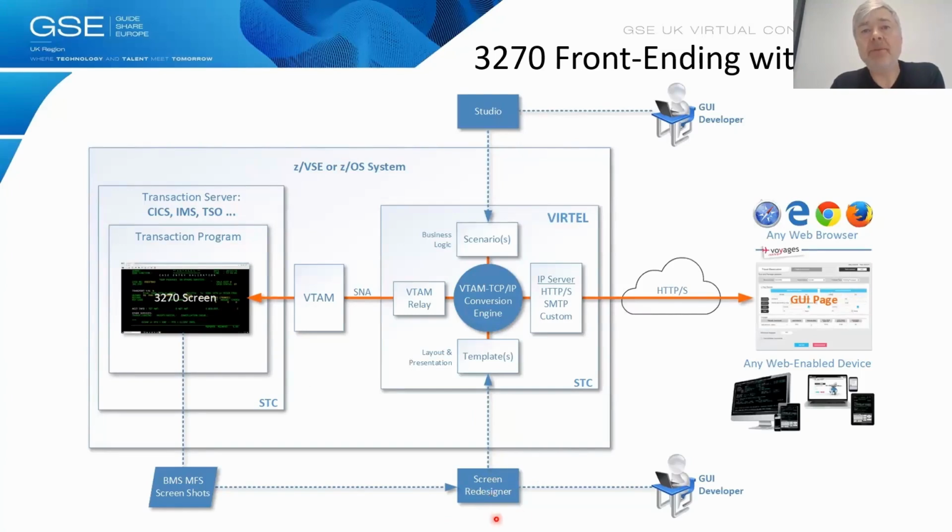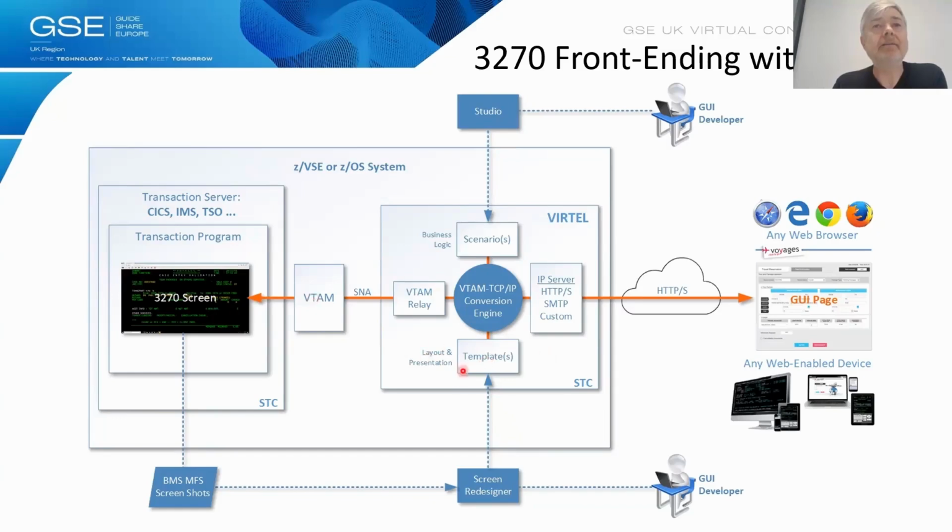Once you're happy with the result, you upload the template to Virtel, and then you have to tell Virtel that this template has to be used for this screen. So what Virtel will do is analyze the screen and see if there's a screen code that Virtel can use to associate a screen with a template. So that's something that needs to be done.